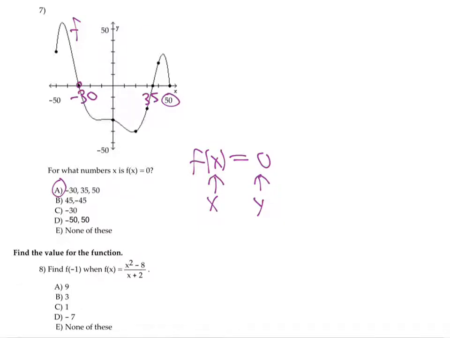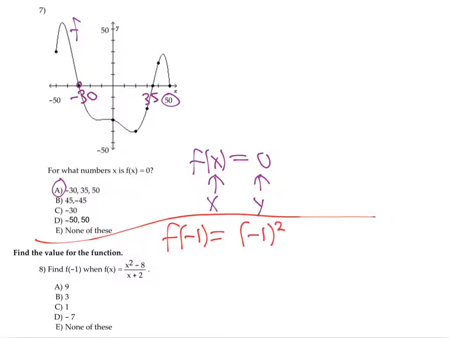All right, number 8. They want us to put negative 1 into that function. So that's just a plug-in deal. Right, f of negative 1. That just means you plug in the negative 1 everywhere you've got the x.